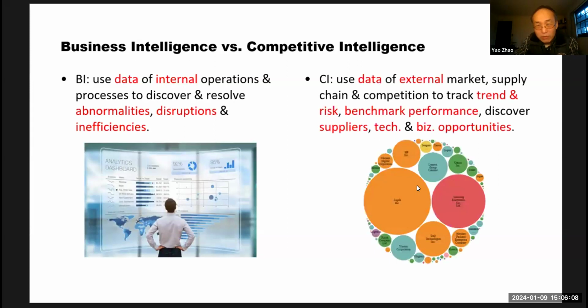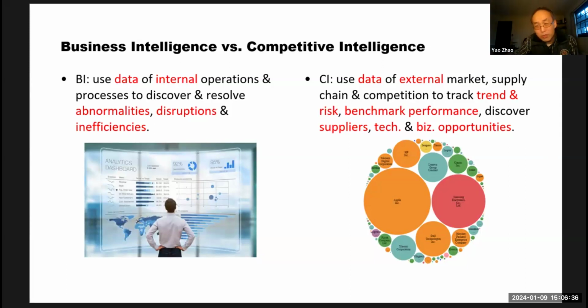Now, CI is different. They use the data of the external environment, such as the market, the supply chain, your customers and suppliers, and your competitors, to track trends and risk and benchmark performance and discover suppliers, new customers, technologies, and business opportunities. Now, they provide different aspects, but they are of the same importance.